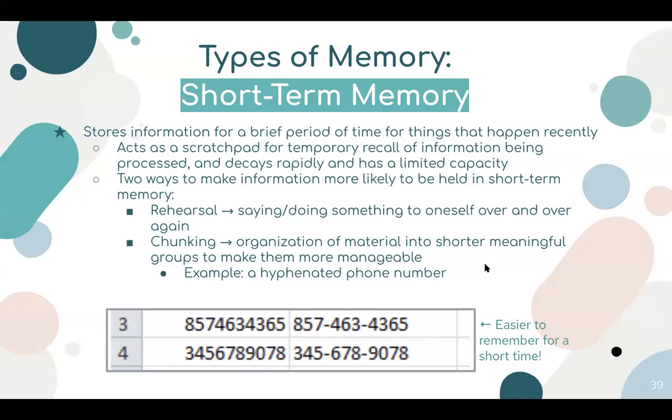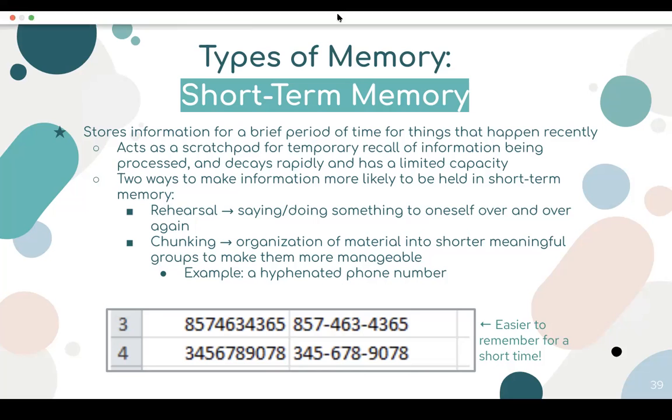Now, what does short-term memory do? It stores information for a brief period of time for things that happened recently, and it acts as a scratchpad for temporary recall of information being processed, and it decays rapidly and has a limited capacity. Now, two ways to make information more likely to be held in short-term memory are: one, rehearsal, saying or doing something to oneself over and over again, essentially repeating it. Two is chunking, organization of material into shorter, meaningful groups to make them more manageable. Now, I'm sure all of us would remember a hyphenated phone number rather than a long, non-hyphenated one.